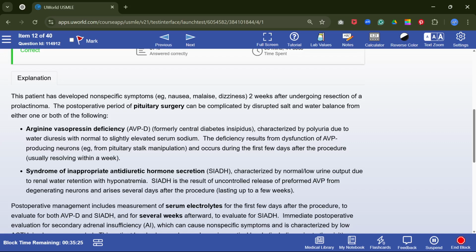Immediate post-operative evaluation for secondary adrenal insufficiency, which can cause non-specific symptoms and is characterized by low ACTH, is also recommended. This patient has several normal morning cortisol levels, including prior to the visit, making adrenal insufficiency unlikely. She is also outside the window for post-surgical adrenal insufficiency. Therefore, adrenal evaluation is not needed.